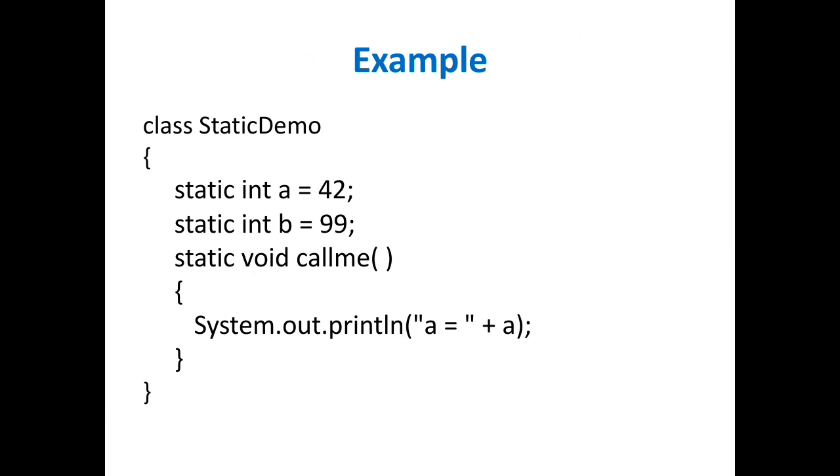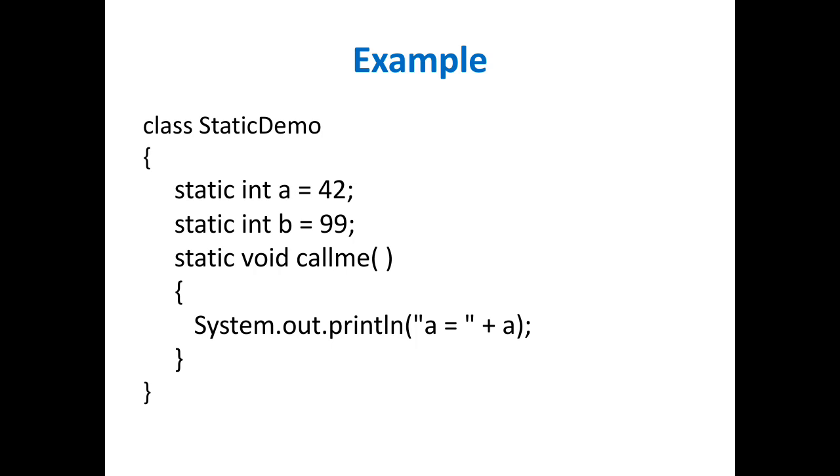An example is given. So here we have static demo as the class name. Within that class you have a as the static integer variable which has the value 42, and b as the static integer variable with the value 99. Then we have call me static method. Inside that method a value will be printed.